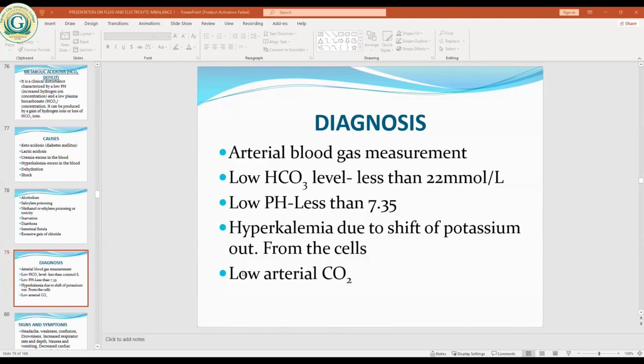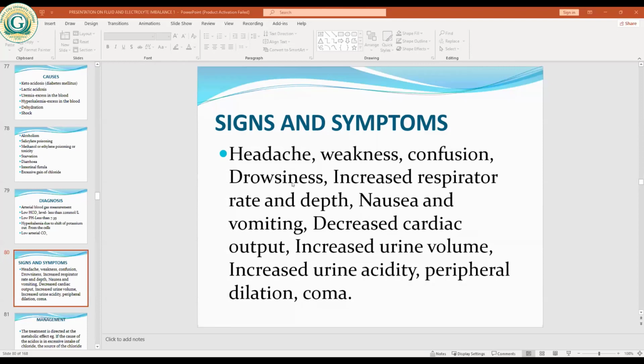Okay, so the signs and symptoms: headache, weakness, confusion, drowsiness, increased respiratory rate and depth. Here it's like you have finished running a marathon. Once you finish running a race, what do you see? You see increased respiratory rate and depth. You breathe.